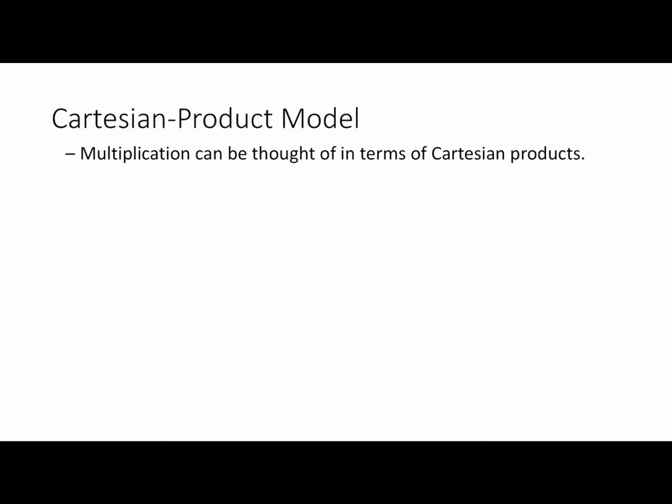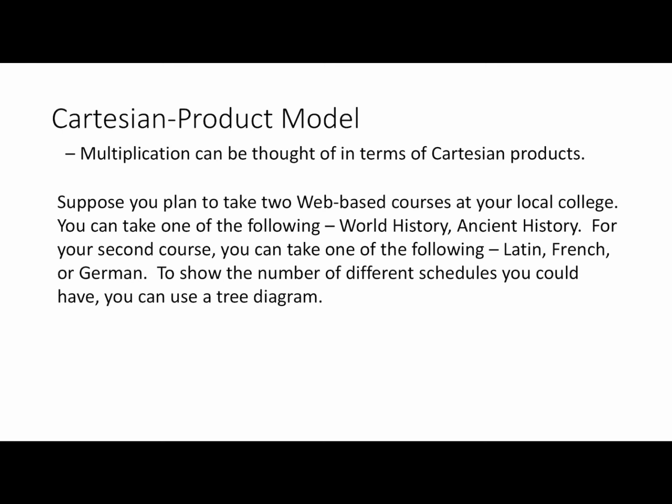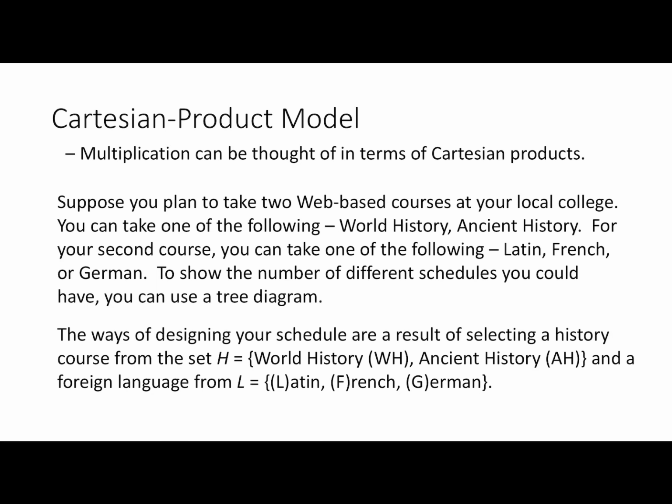The Cartesian product model is going to help us think of multiplication in terms of our Cartesian products. So let's look at an example. Let's suppose that we're going to take 2 web-based courses. You can take either world history or ancient history for your first course. And then for your second course, you're going to take one of 3 languages, either Latin, French, or German. So I can use a tree diagram to help illustrate the number of different schedules. So I'm going to abbreviate these courses just so I don't have to write them all out. So history courses are going to be WH and AH, and then my languages are L, F, and G.